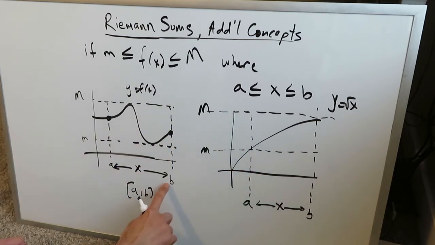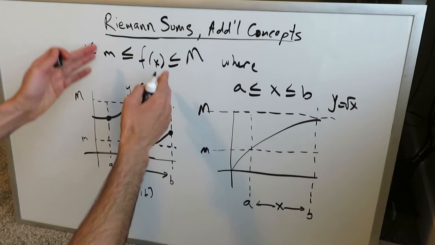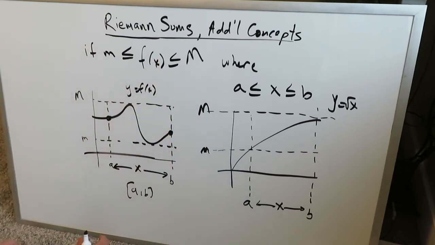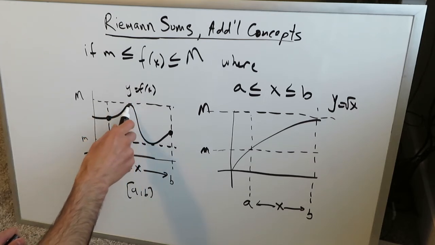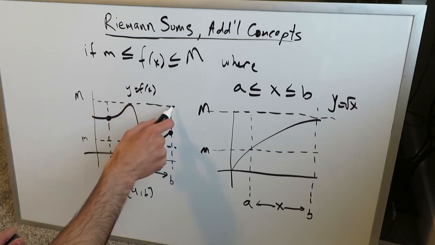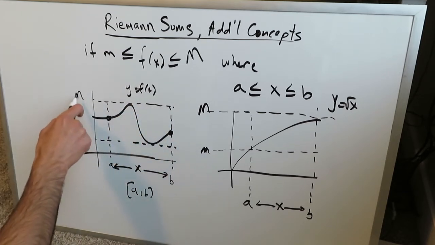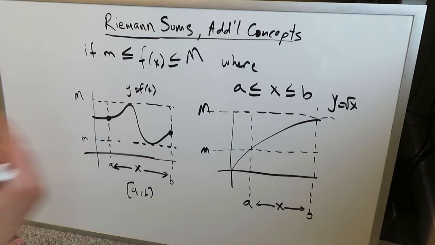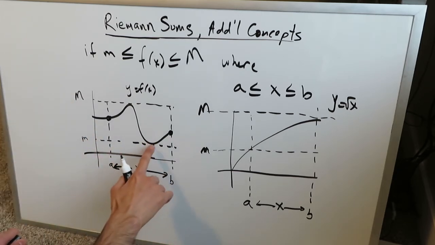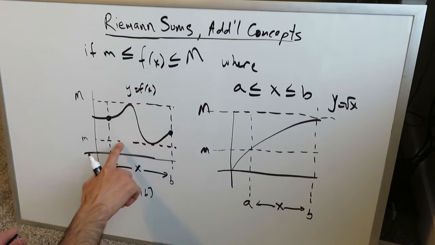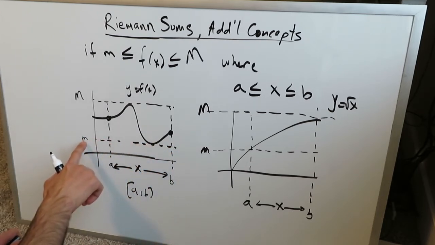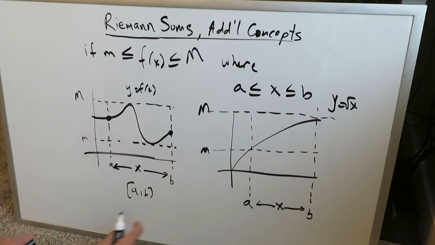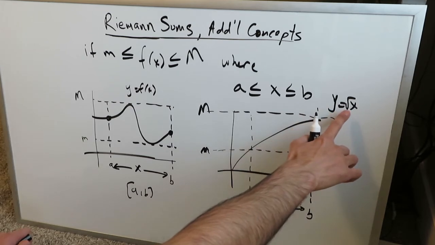For this interval, if you stretch it out vertically, you can see within this little interval where the function is at its highest point. You can draw a horizontal line, and that represents a maximum, a capital M. Within the same interval a and b, you find the lowest point, and you draw another horizontal line across it, which represents the lowercase m, your minimum.